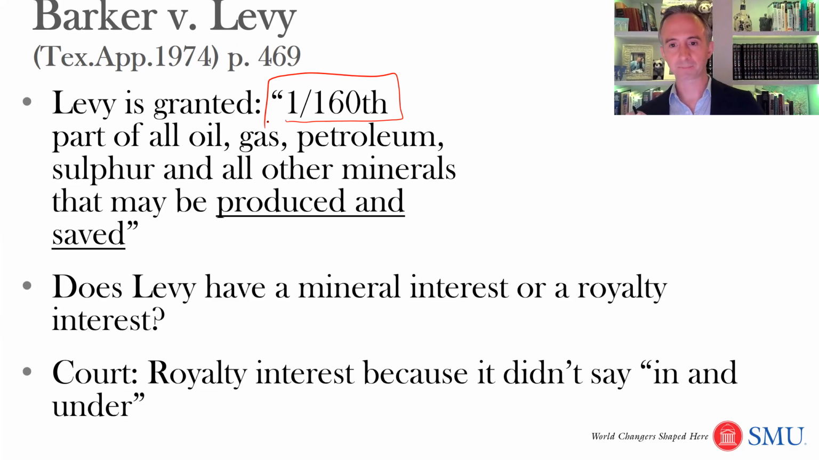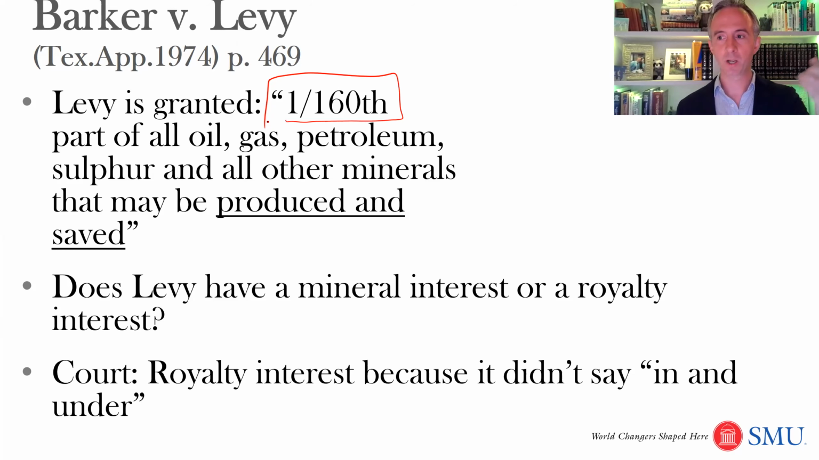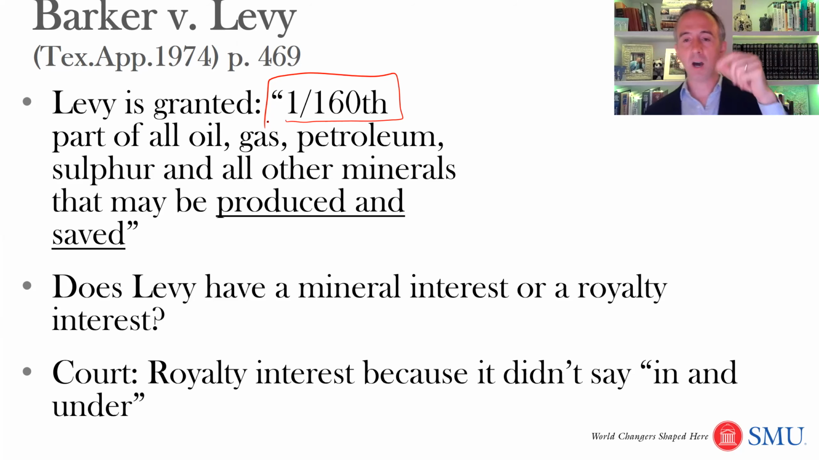As Levy, would you rather have the mineral interest here or the royalty? You'd rather have the royalty because the royalty means you get 1/160th of everything produced. Otherwise, you just get 1/160th of the landowner's royalty, which might be just 1/8. So you get 1/160th of 1/8. You'd rather just have 1/160th of everything produced. So Levy gets what he wants in this circumstance.